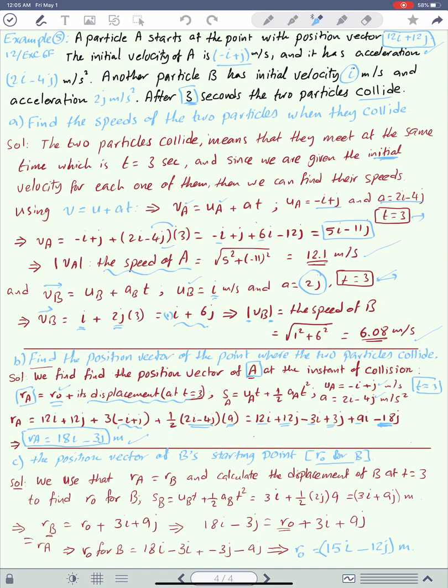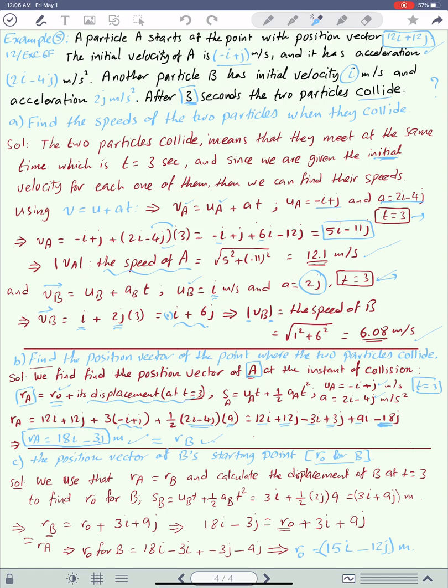And this is equal to RB as well, because they collide. So they have the same position vector, because they do meet at 3 seconds. So RA is equal to RB. This will be used to solve the last part for today and for this question. He wants the position vector of B's starting point. He wants R0, the initial position vector, or the position vector at time 0 for B, since it is not given in the question. So he asked us to find it in the last part.